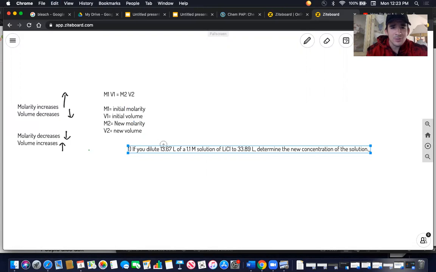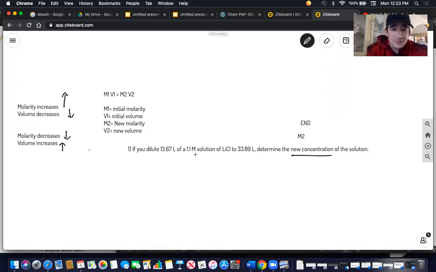If you dilute 13.67 liters of a 1.1 molar solution of lithium chloride to 33.89 liters, determine the new concentration of the solution. So we're finding the new concentration. So that's going to be M2. That's what we're going to end with.